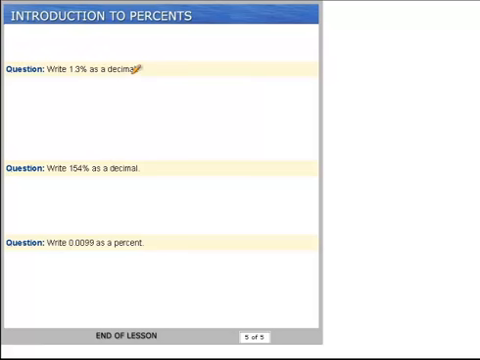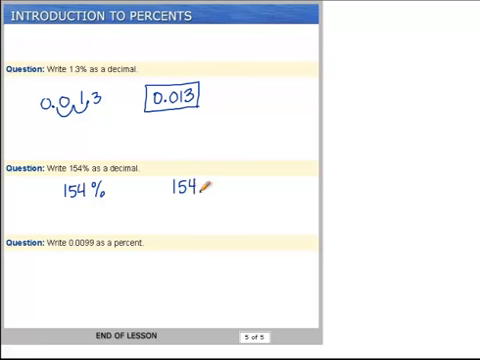Write 1.3% as a decimal. So first, we remove the percent sign. We move the decimal back 2 places, and we end up with 0.013. Write 154% as a decimal. We remove the percent sign, and we move the decimal back 2 places, and we get 1.54.